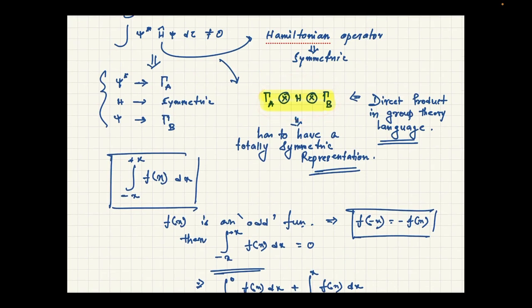So to get a non-zero value of integration, or non-zero value in group theory language, the direct product has to have some totally symmetric representation, okay? That means it has to have some irreducible representation where all the characters will have value 1. That particular representation will be symmetric with respect to all symmetry operations belonging to that particular point group.